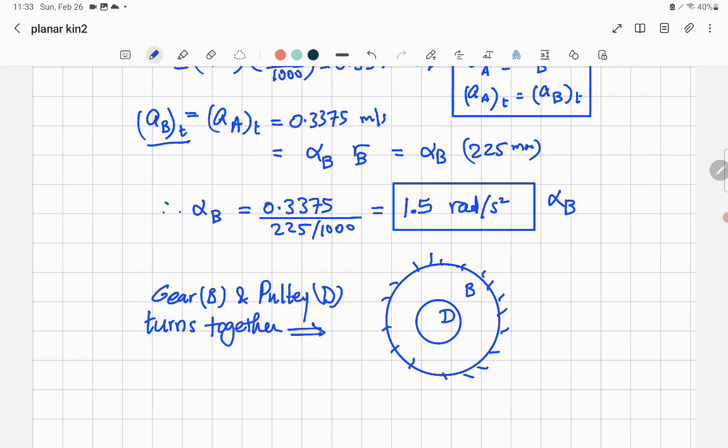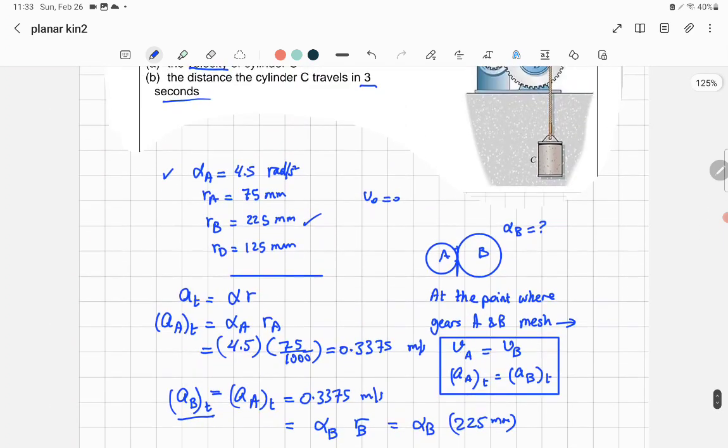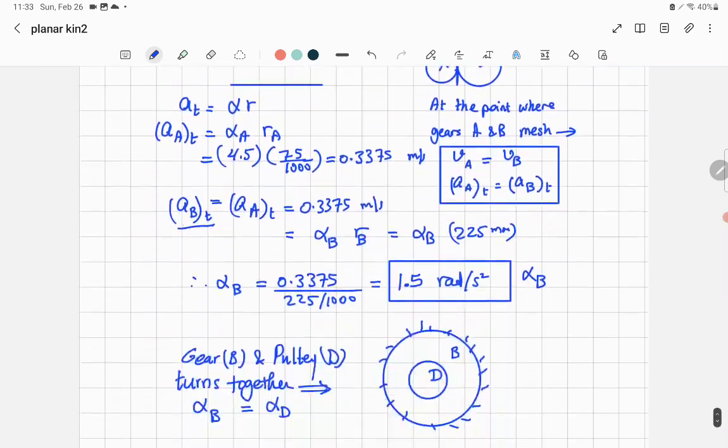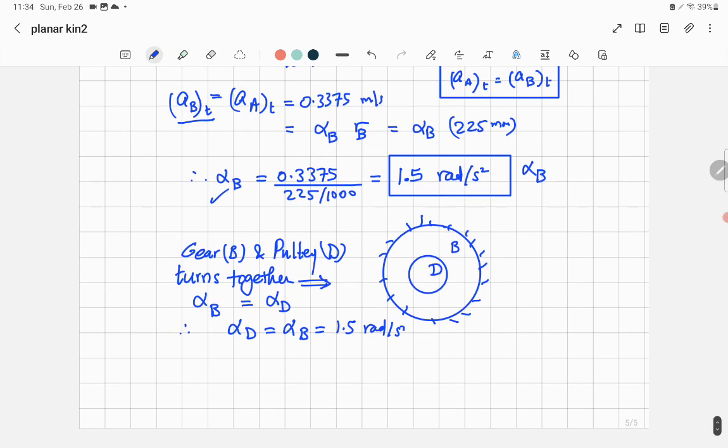So we conclude that the angular acceleration of B is equal to the angular acceleration of D. All right. Do we know any acceleration here? Well, I think we got the acceleration of D here. Yes. So acceleration D will be equal to acceleration B, which we obtained as 1.5 radian per second squared. All right, so we got alpha D.